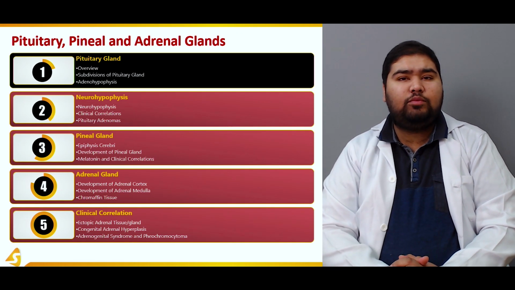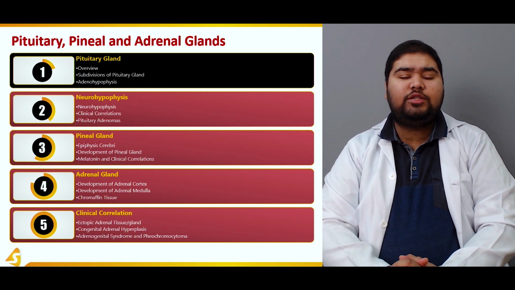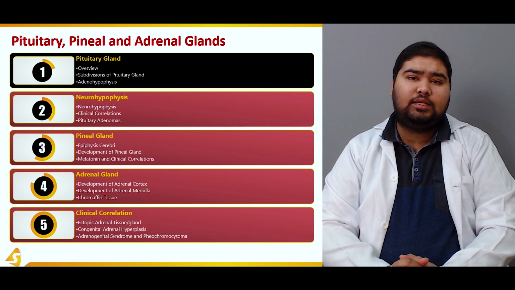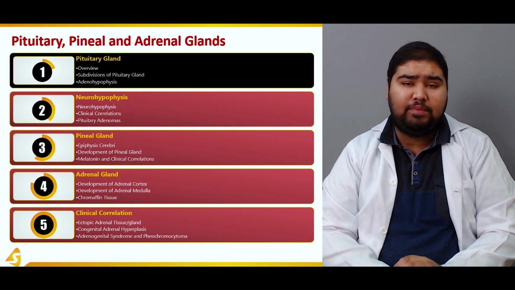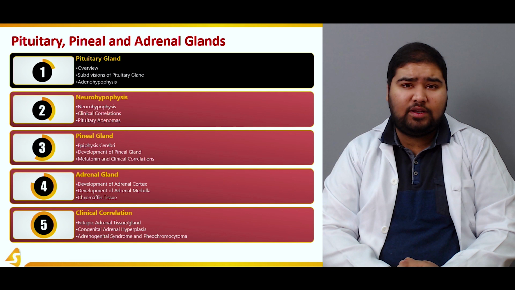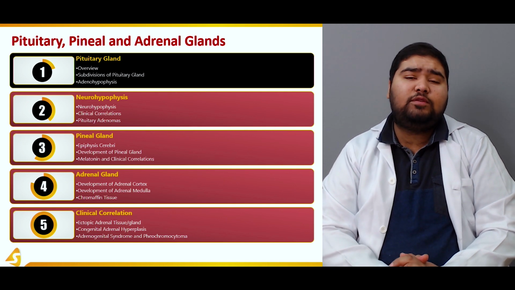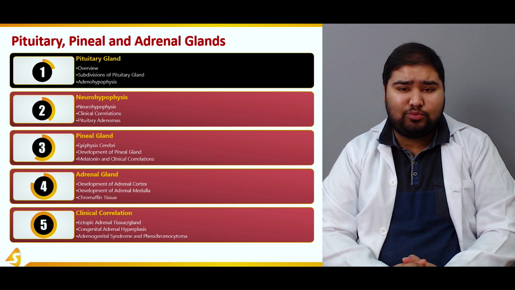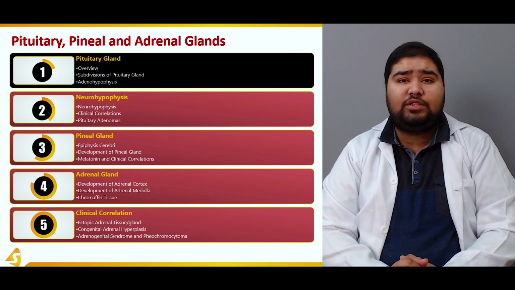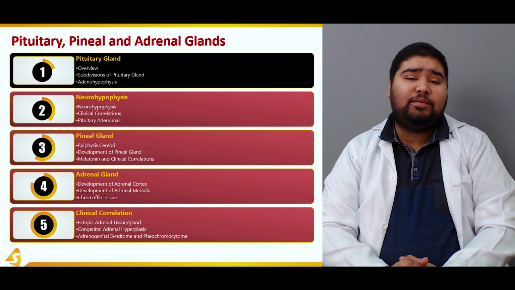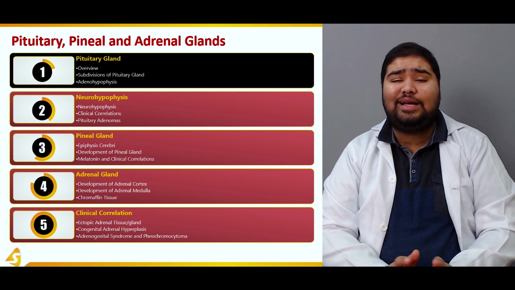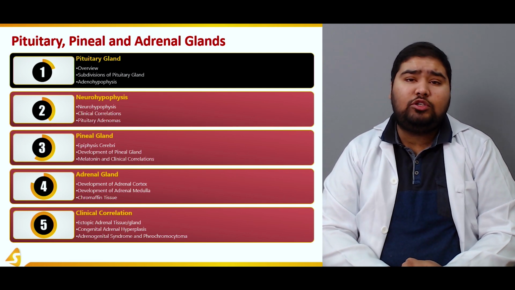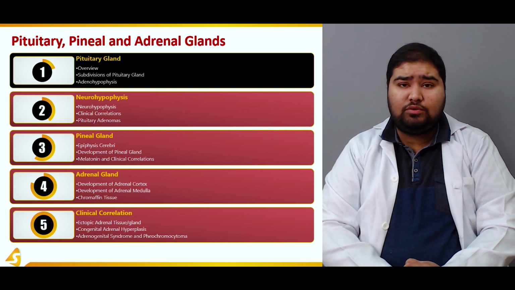So in this section, we'll talk about the overview of the pituitary gland, that is how the development of the pituitary gland begins, what are the sources of its development. We'll see what are the sources of development of other glands included in this topic as well. Then we'll see the subdivisions of the pituitary gland. These are the developmental subdivisions, that is how the various sources contribute to various parts of the pituitary glands.